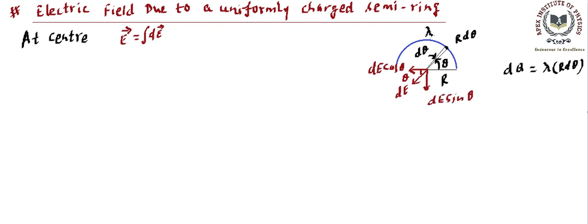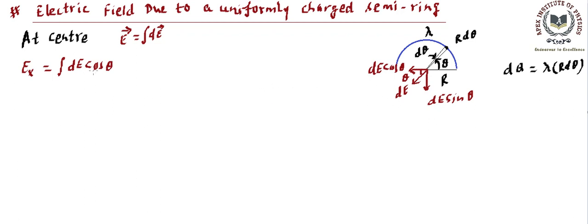Now when we move this differential element, dE will change its direction, but all the dE's will have a component, one horizontally, another vertically. So the total field along the x direction, Ex, can be written as integration dE cos theta, and the total field in the y direction will be integration dE sin theta, which will be Ey. So let's do one by one.